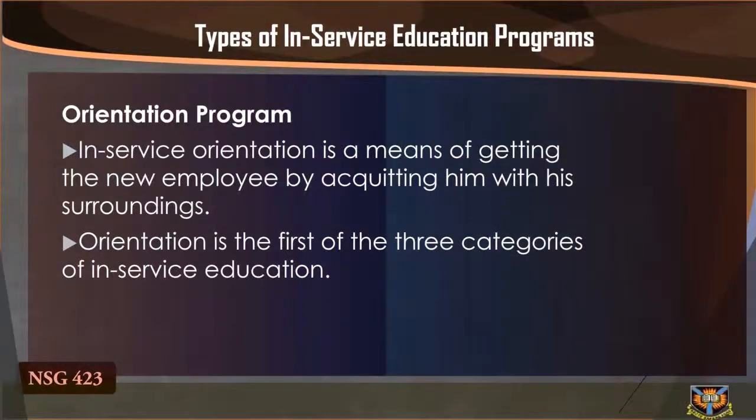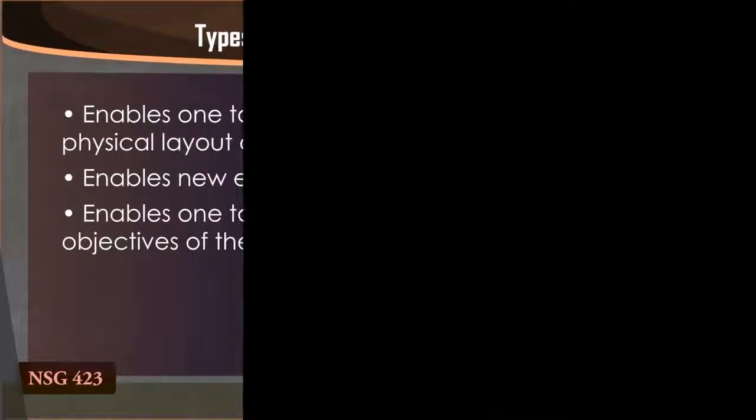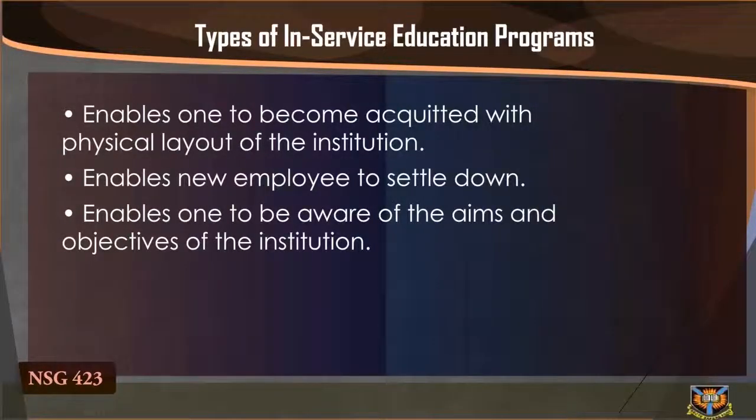Types of in-service education program. Orientation program. Viewed as part of in-service education, orientation is a means of getting the new employee acquainted with his surroundings. Orientation is the first of the three categories of in-service education. It sets the stage for the period of association between the hospital and the nursing employee, enables one to become acquainted with the physical layout of the institution, promotes good human relationships, enables the new employee to settle down, and enables one to be aware of the aims and objectives of the institution.